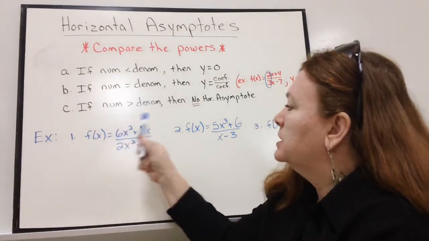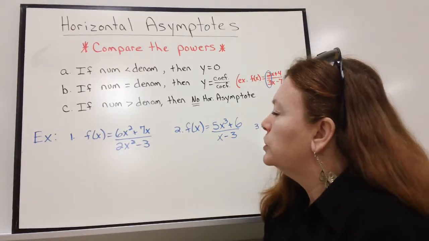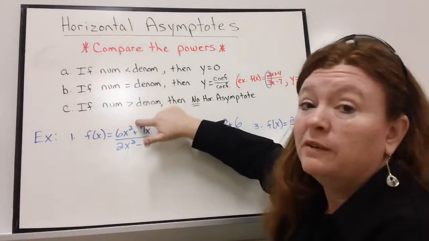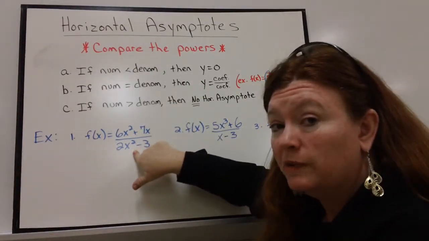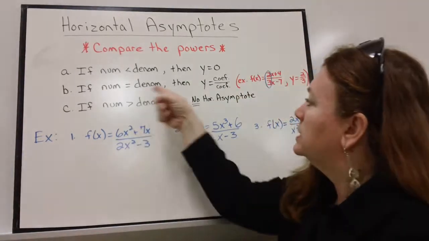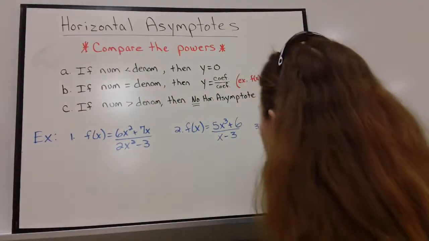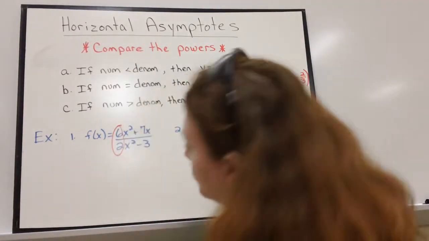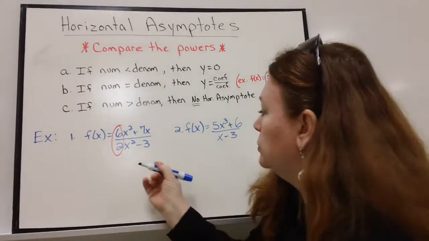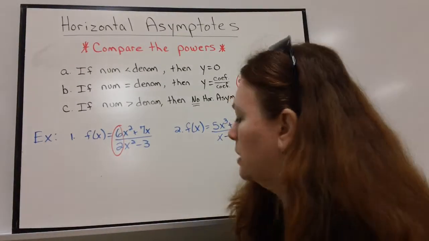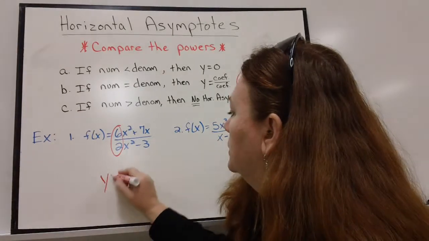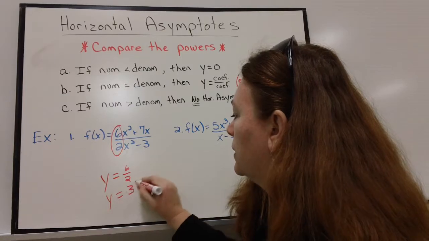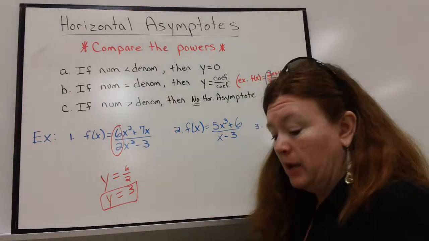F of x is equal to 6x squared plus 7x over 2x squared minus 3. I'm going to look at the powers. This has a degree of 2. The denominator has a degree of 2. They're the same. So since they're the same, I'm going to take the coefficients right there, 6 over 2. My answer is y equals 6 over 2, or y equals 3. And there is my horizontal asymptote.